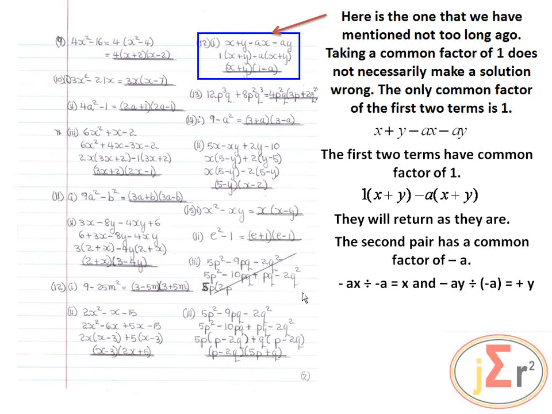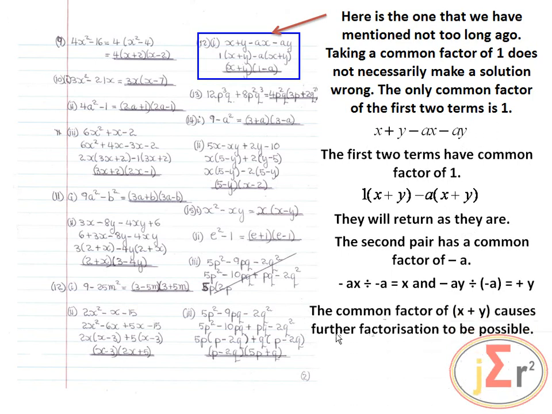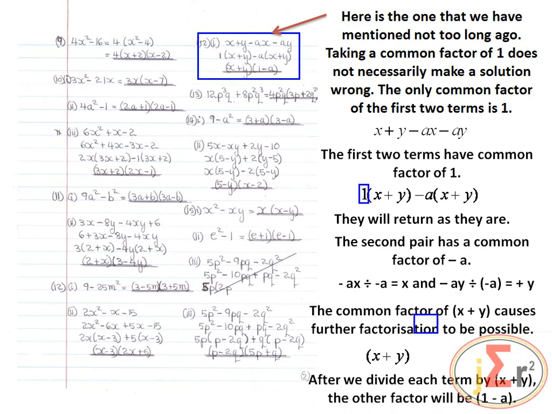There we have it. The common factor of x plus y causes further factorization to be possible. So x plus y is our common factor, and after we divide each term by x plus y, the other factor will be 1 minus a.